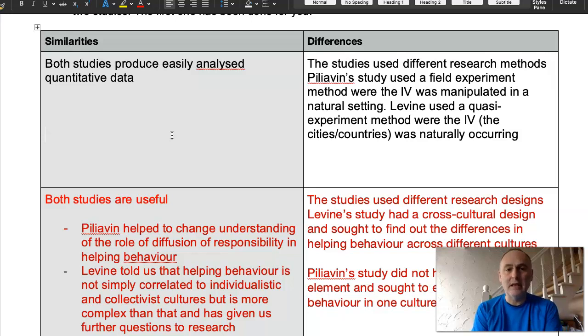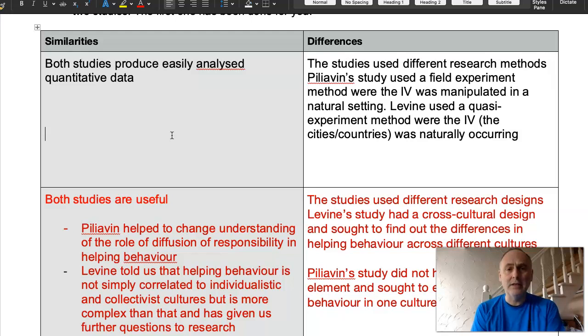So we start off by saying a similarity between the Levine study and the Piliavin study is that they both produce easily analysed quantitative data. Fantastic. All you now need to say after that is what you mean by quantitative data. So quantitative data is data which is in numerical form, so it produces numbers, in other words.